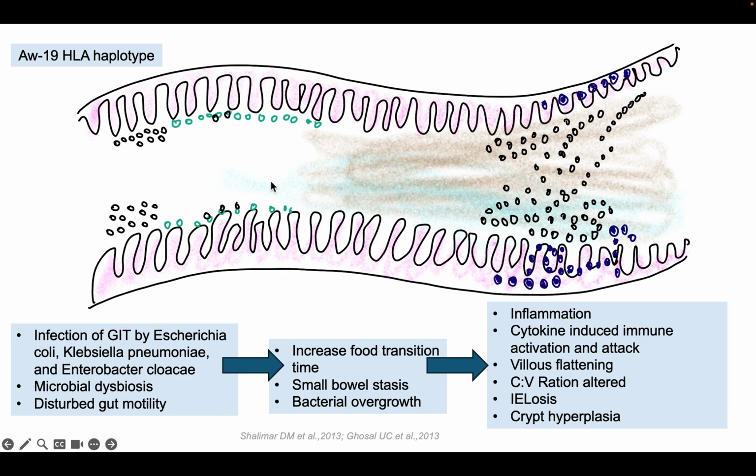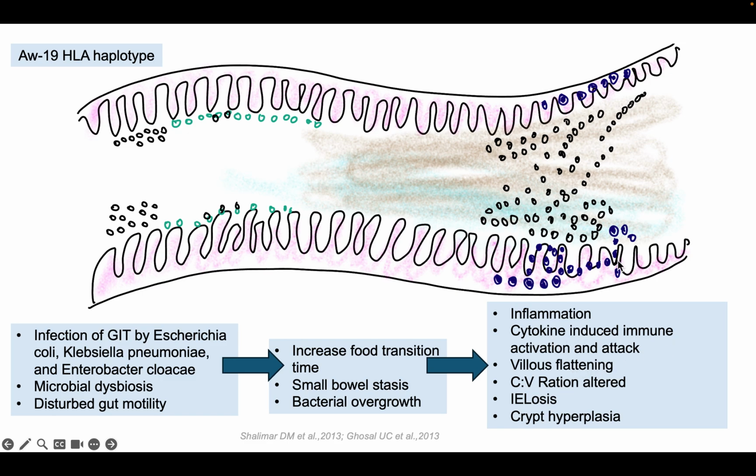Okay, so disturbed gut motility is there. So there is increased food transit time, meaning from the esophagus to rectum, this time is increased. So what happens is that small bowel stasis will occur here. Small bowel stasis will lead to the bacterial overgrowth. So these black ones are the bacterial overgrowth, and this bacterial overload will lead to the activation of the immunity, and it will create the inflammation, cytokine induced immune activation and attack.